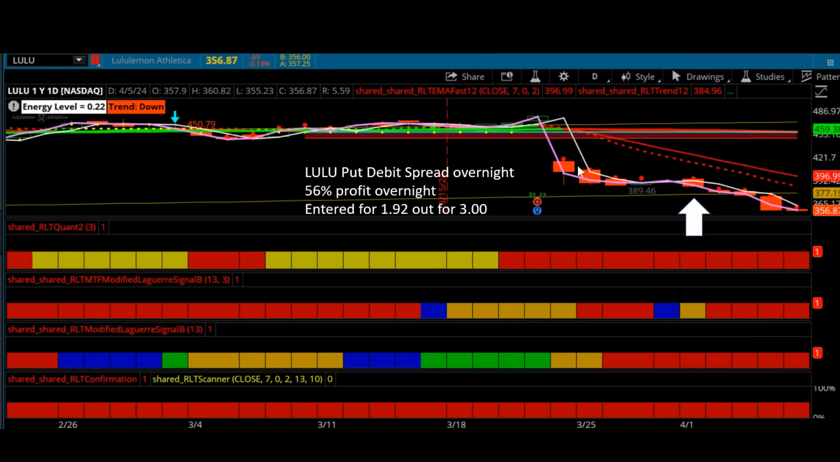Lulu, another nice one here on a nice drop. This was earnings. We didn't take it here. Notice it compressed. They're selling it. See the red? But notice the little blue here, a little buying coming in. We don't want to be in it long, short right now. Then it goes to yellow and red. We take it here, and we take it overnight, and we get in for $1.92 or $192 a contract, out for $300 a contract on Lulu.